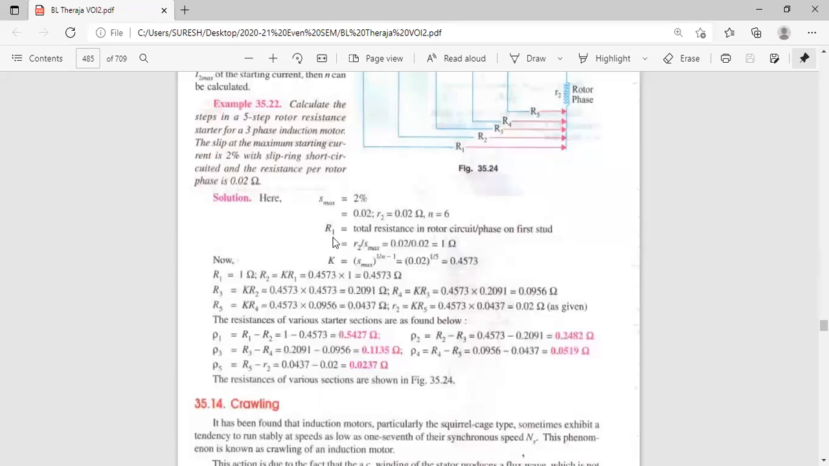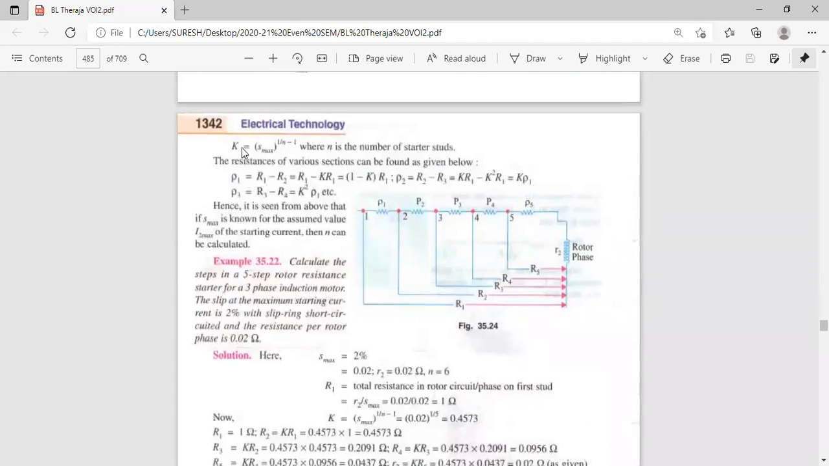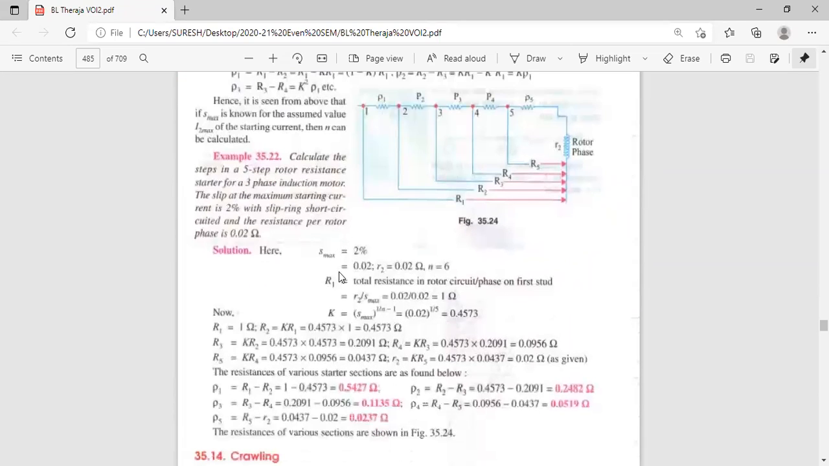Yes, sir. Okay, R1. What is the K formula? We have derived it. K is equal to S max power 1 by N minus 1. S max is 0.02, N is 6, so 1 by 6 minus 1, which is 1 by 5. This is the value of K.